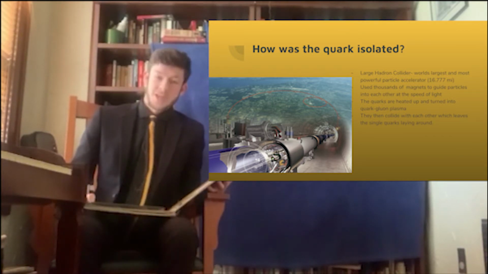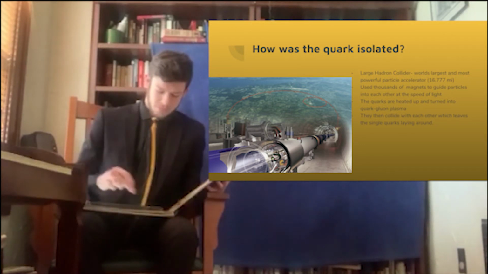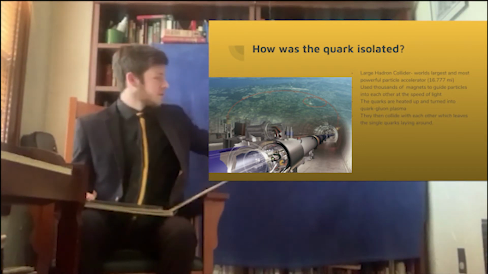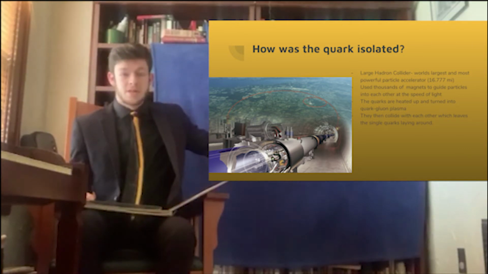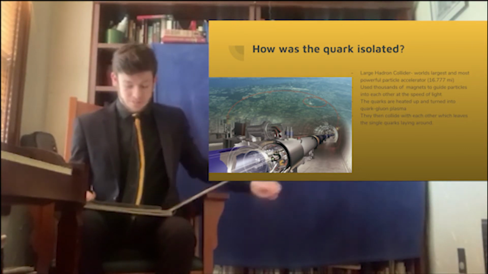The quarks were heated up and then turned into quark-gluon plasma. When they were hot enough, they would collide, and the scientists waited for them to melt so then they could see the quarks remaining after. This was built underneath the Earth's crust to prevent any radiation that could go on. And over here, you'll see a picture of the machine.